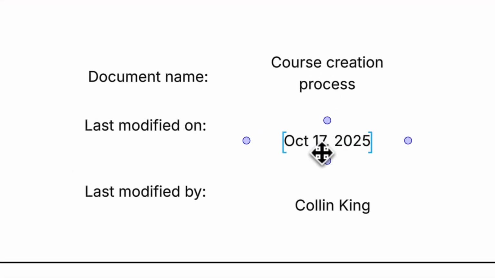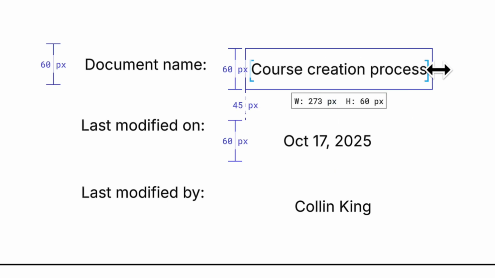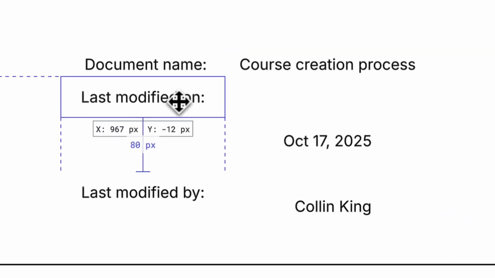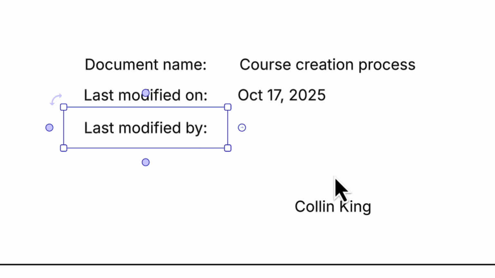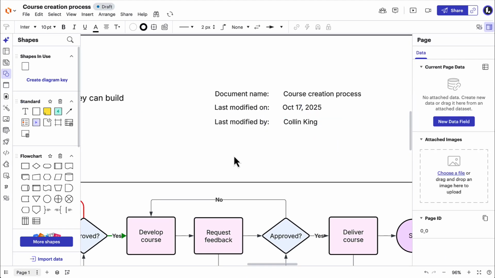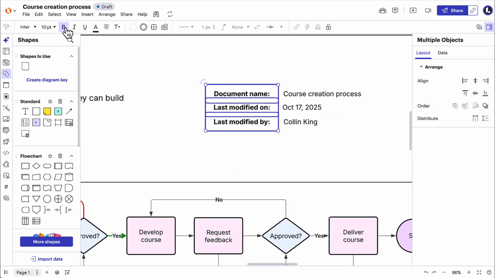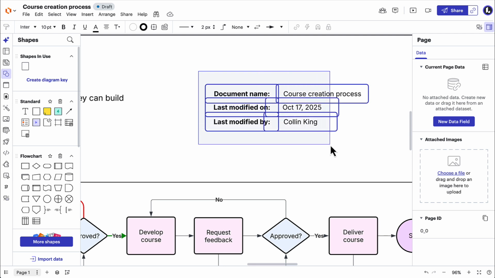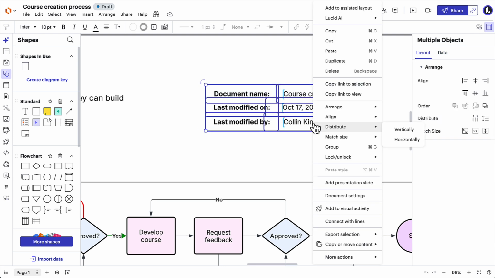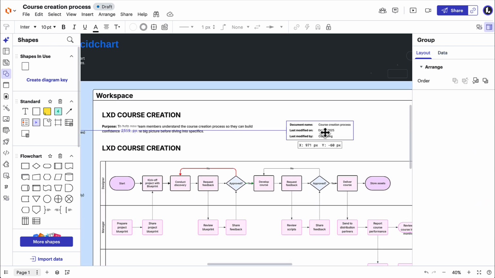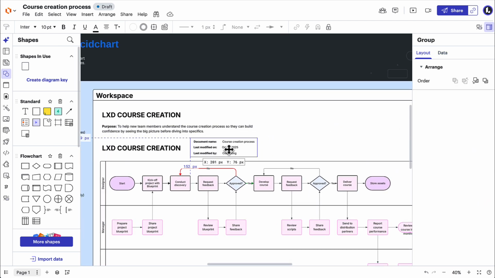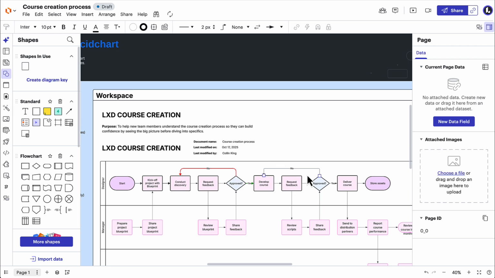Once that's done, I'll arrange everything neatly, select it all, and right-click to group it. Now I can move it together and place it wherever I need. I recommend keeping it close to where the diagram starts so your team can easily see if it's up to date.